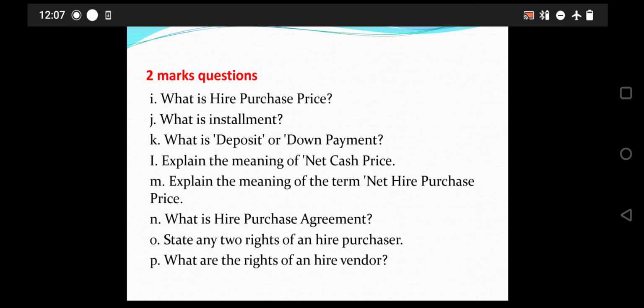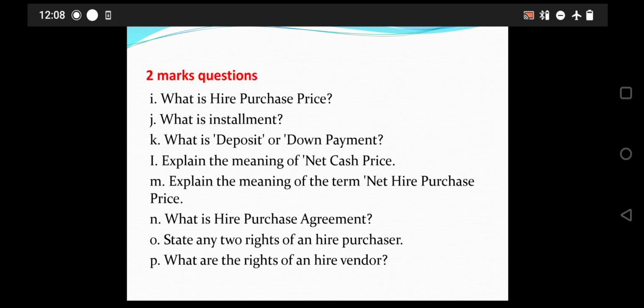Next is about down payment. It is also called a deposit. What is deposit or down payment? It is an amount, or a sum, which is paid by the hire purchaser to the hire vendor when they are entering into the agreement. It is an initial deposit or initial payment made by the hire purchaser to the hire vendor.